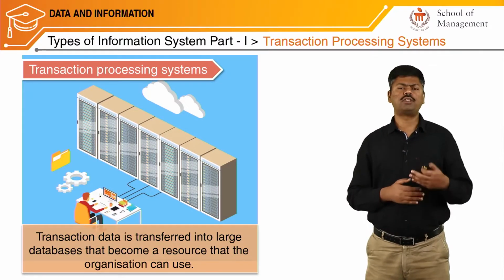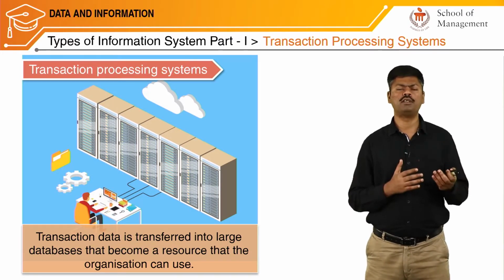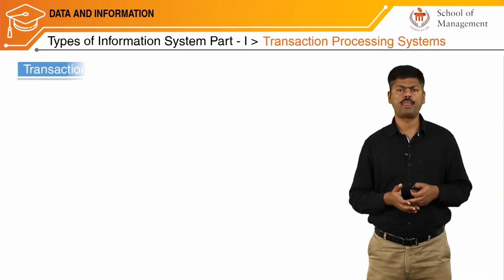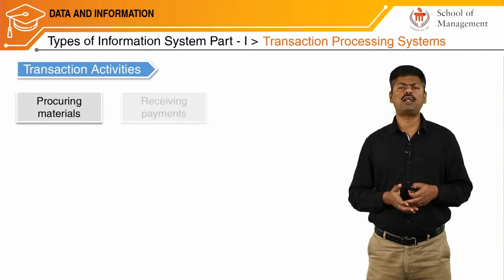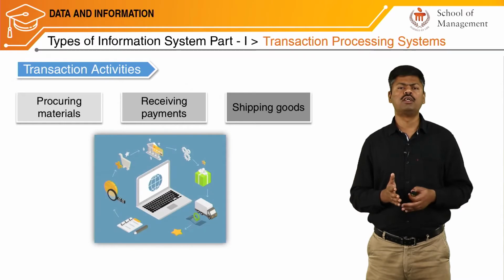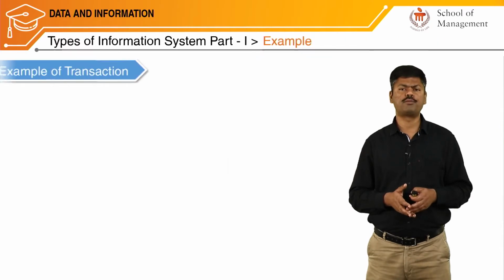Now, this transaction processing system produces a huge chunk of data every day, which gets stored in a large database, which works as a resource for the organization to be consumed in the days to come to produce reports about performance. Transaction activities include procuring of materials, receiving of payments, and shipping goods. There are so many other activities which could be counted under transaction activities.